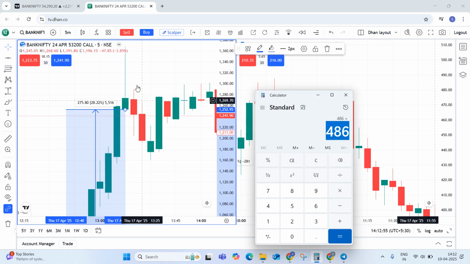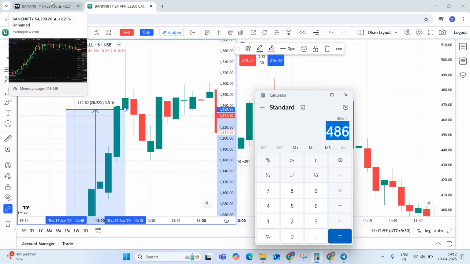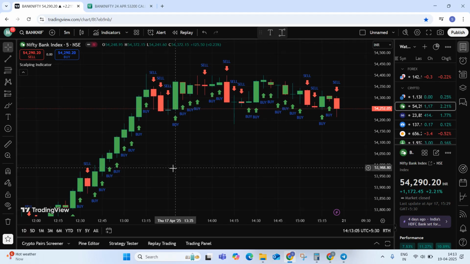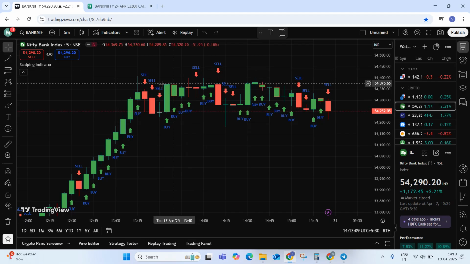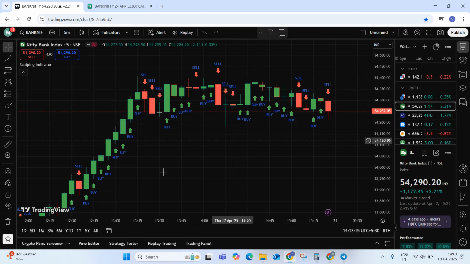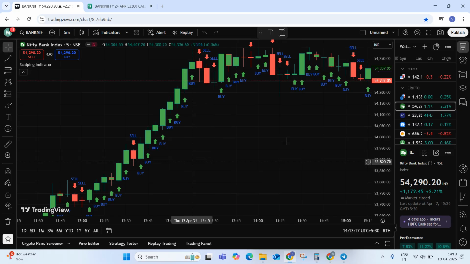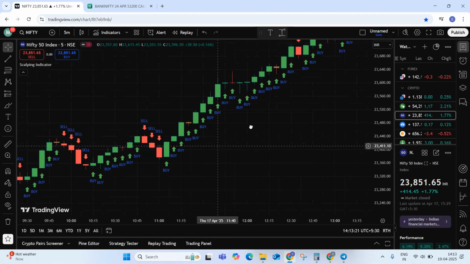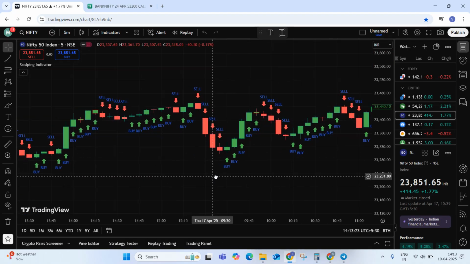Okay, so like this our indicator will generate buy and sell signals. Okay, so based on those signals we will take trades. If the indicator generates a buy signal, you can take a call option for buying, or else you can sell a put option if you have a huge amount. Okay, so like this we will trade on Bank Nifty. Even if you choose Nifty also, our indicator will provide signals.